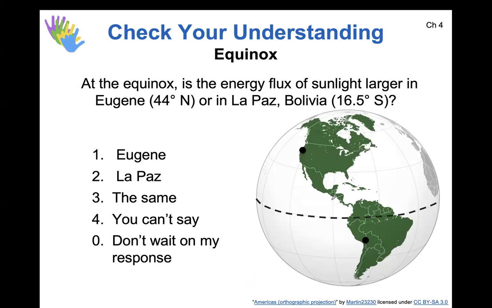So at the equinox, is the energy flux of sunlight larger in Eugene or in La Paz? Hopefully it's an easy question. At the equinox, either the spring or fall equinox, is the energy flux of sunlight larger in Eugene or in La Paz?